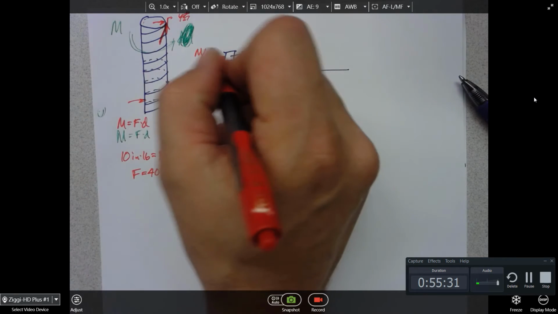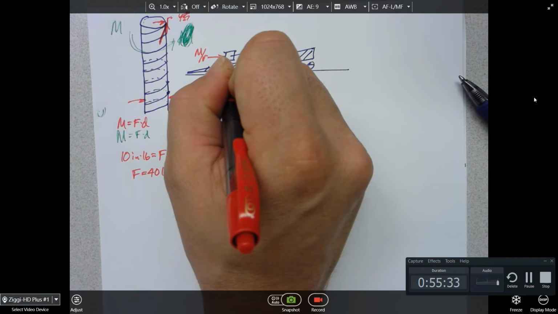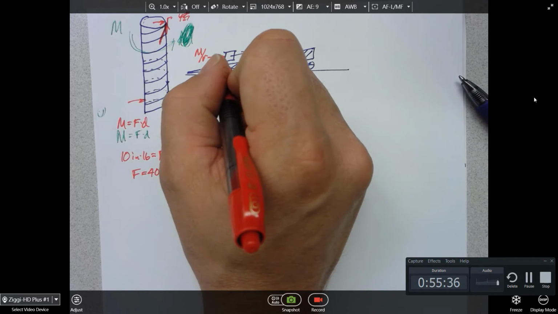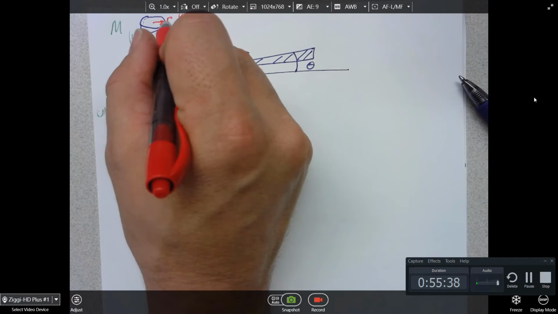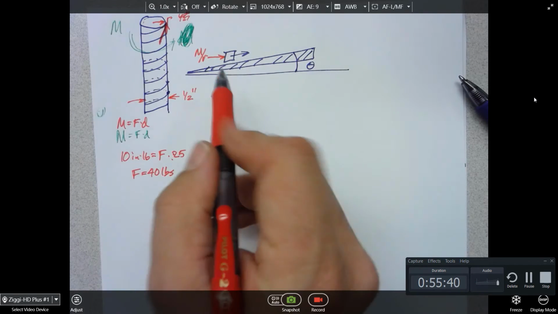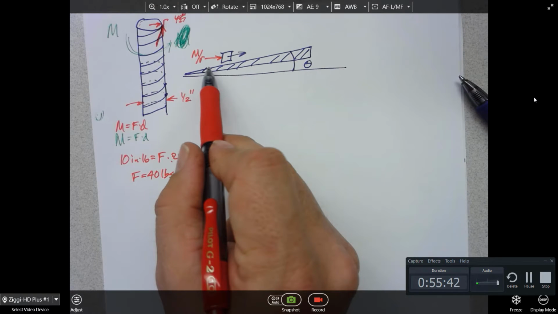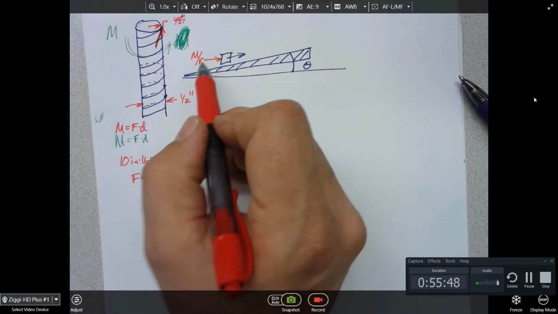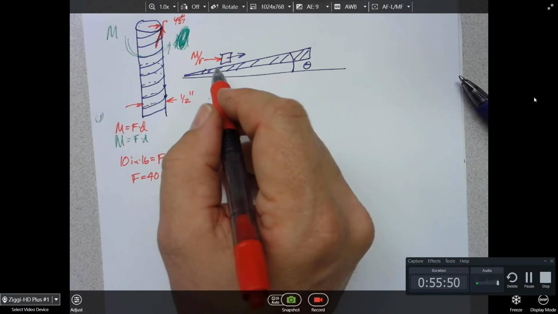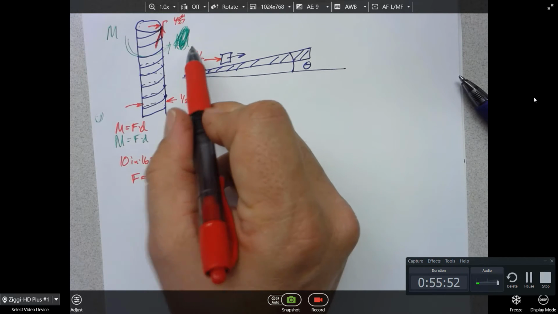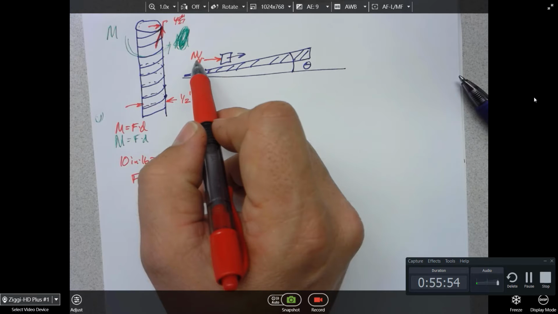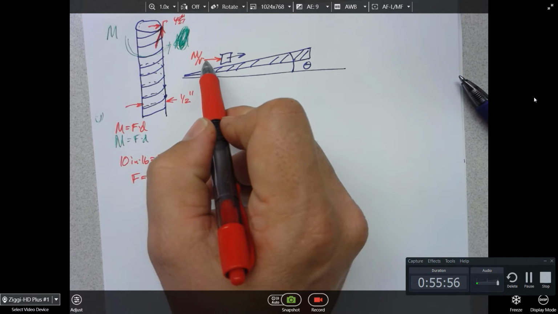Okay? And that would be the force that's going against here, right? That's the force that if I'm riding around on the edge of my bolt, I'm generating a force of 40 pounds when I apply 10 inch-pounds. So in kind of the derivation that follows, I'm going to put the force that's pushing us up the ramp as M over R. M being the moment, the twisty force that I'm putting on there, R being the radius of the bolt. Okay?